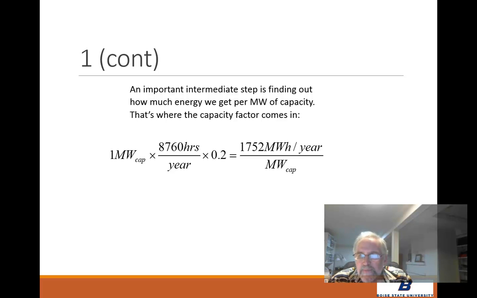Okay, so an intermediate step there is figuring out how many megawatt hours of electricity we get for a megawatt of capacity. Very simply, we know that the capacity factor is 0.2, so it's 20% of what we'd get if that megawatt could run full-time 24/7. So it's a megawatt of capacity times 8,760, which is how many hours there are in a year. 20% of that is 1,752 megawatt hours per year for every megawatt of capacity.